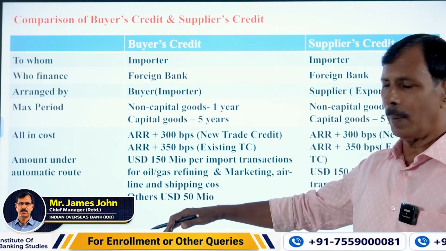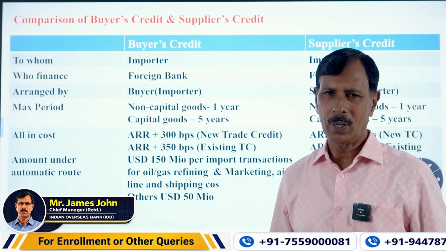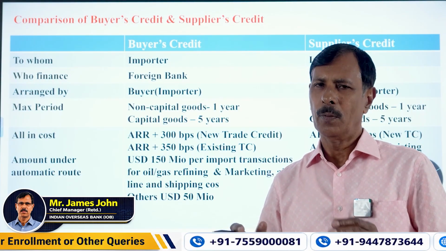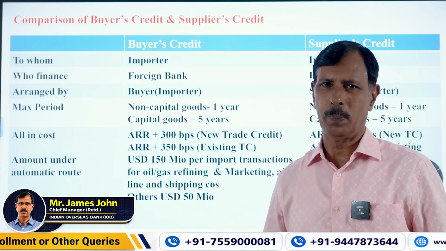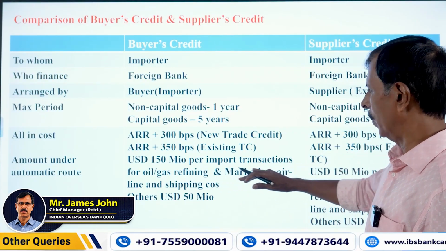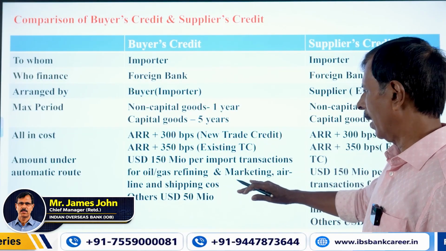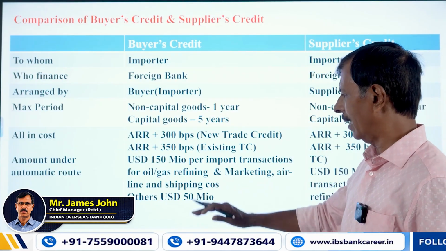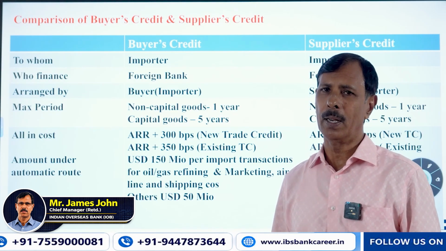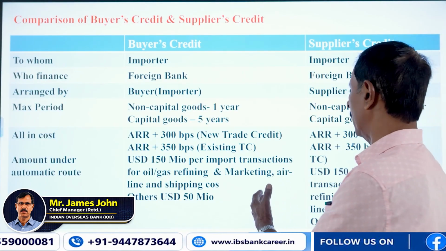Now coming to the amount under the automatic route. See, there are two routes for import: the automatic route and the approval route. Automatic route means no specific permission is required. Up to a certain amount, the bank can allow the permit and make the remittance. Under the automatic route, it is 150 million per import transaction for specific companies. What are the companies? If it is an oil and gas refining or marketing company, or an airline and shipping company, it is USD 150 million. Otherwise, it is USD 50 million per import. The same applies for both buyer's credit and supplier's credit.